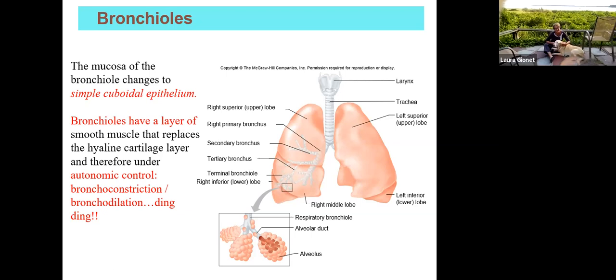What is the response of the parasympathetic division of the bronchioles? What is the response of the sympathetic division of the bronchioles?